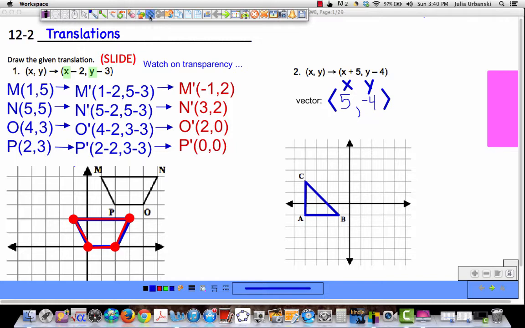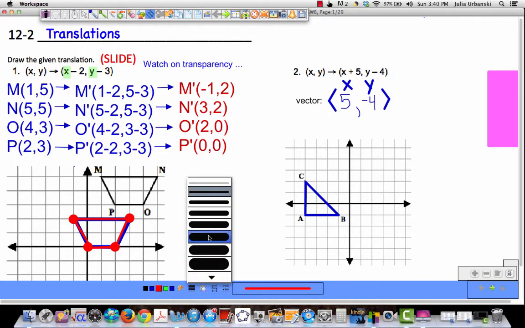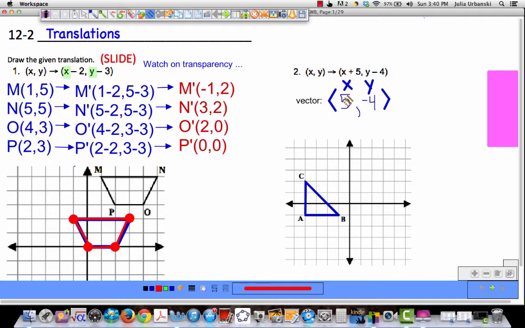So to make your new graph, all you have to do is consider those points, and wherever you are, go 5 positive in the x direction, go 4 negative in the y direction. So let's start with the C here. You go 5 to the right, 1, 2, 3, 4, 5, and you go 4 down, 1, 2, 3, 4, and there's your new point right there. For your B, you go to the right 5 and down 4. Right 1, 2, 3, 4, 5, and down 1, 2, 3, 4. And there you have that new point.